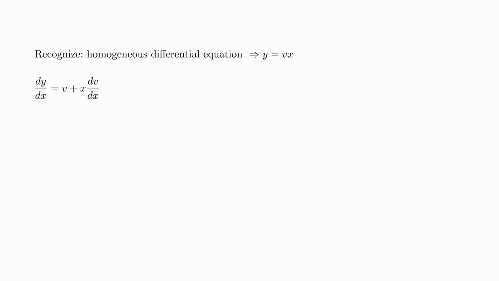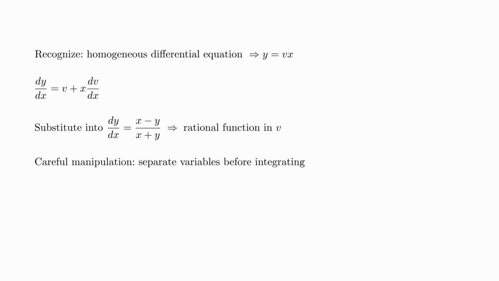So recognizing that it was a homogeneous differential equation is important. Making the right substitution, the right derivative, and for the (x minus y) over (x plus y), you want to find the rational function in v. That means y over x. That means on the right-hand side, you would have divided by the x.